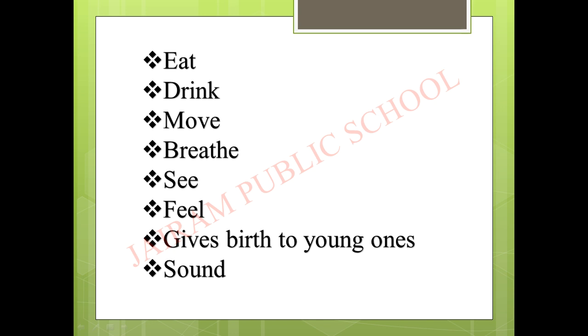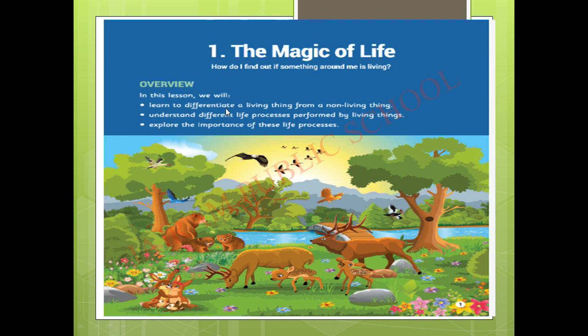Very good children. Now in this lesson we will learn to differentiate a living thing from a non-living thing. Next, we will understand the different life processes performed by living things. Then we are going to explore the importance of these life processes and learn how living things carry out these life processes. That is what we are going to see in this lesson.